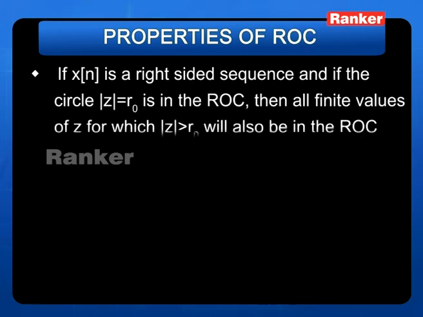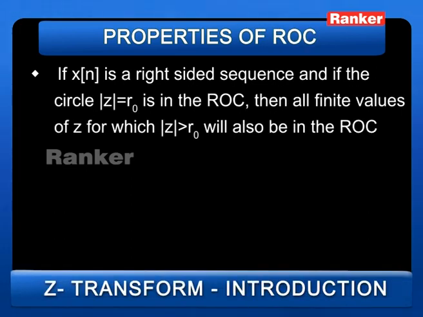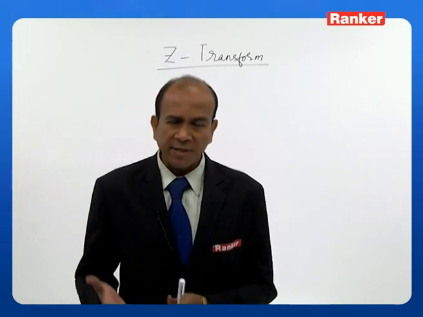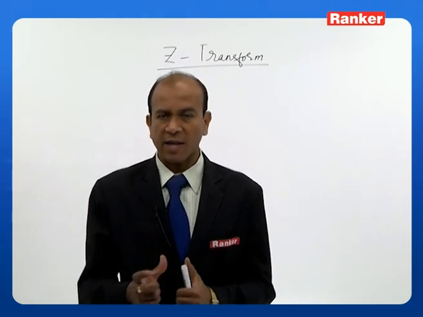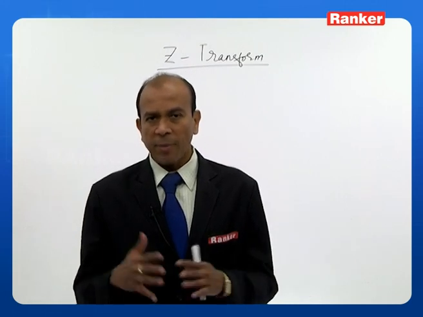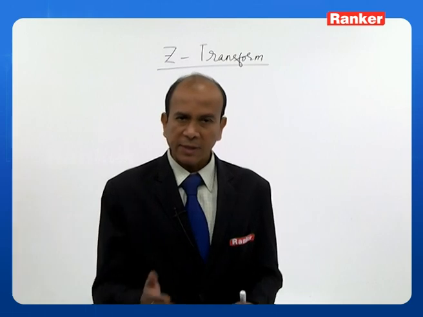Now, let us say x of n is a right sided sequence and the circle mod z equal to R naught is in the ROC, then all finite values of z for which mod z is greater than R naught will also be in the ROC. That means if you have an x of n which is a right sided sequence with a certain radius R naught, then the region of convergence will be all the z plane beyond R naught. Okay, so let us just see this.